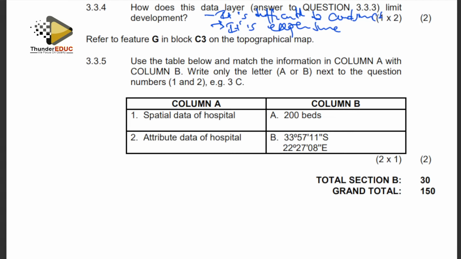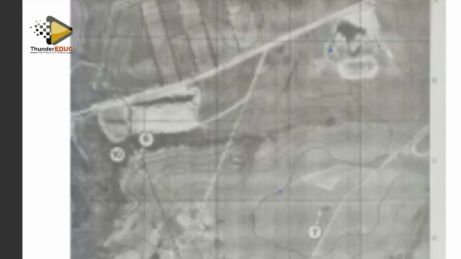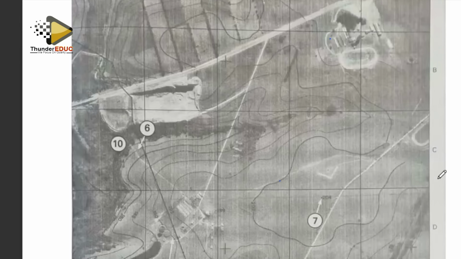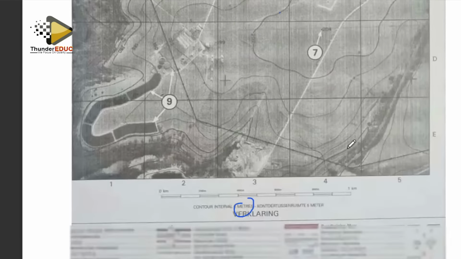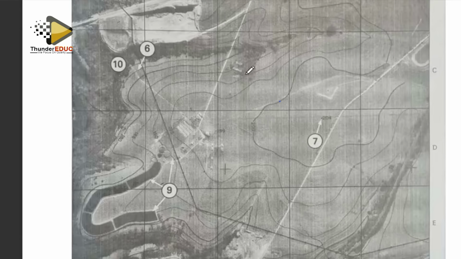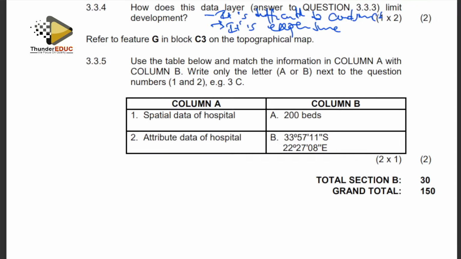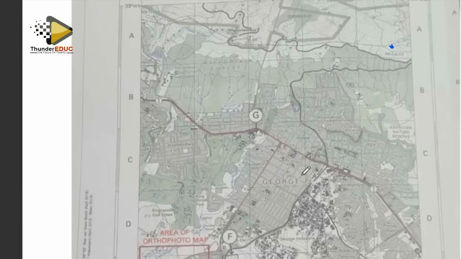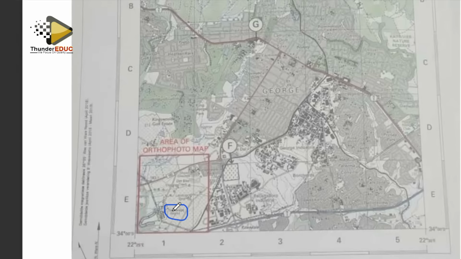Refer to feature G in block C3. Where is C3? Okay, this is here, C3. This one. The feature is there. How do we tell? You can combine. You come here and combine this. So it is somewhere around here.